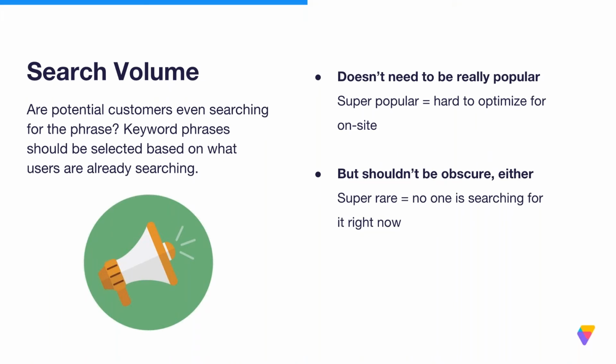The keywords you choose shouldn't be super popular, as those are going to be harder to optimize for on site. But that being said, they shouldn't be really obscure either. If they're super rare, that means no one's searching for them right now, so it's not going to do much for your site getting traffic. It's all about balance. You want to find a keyword phrase that's got a good amount of volume, but not too much. One of my favorite tools to find search volume is called Google Keyword Planner. We'll show you a list of tools in a few slides, and we've also got a resource section at the end so you can get more information there.